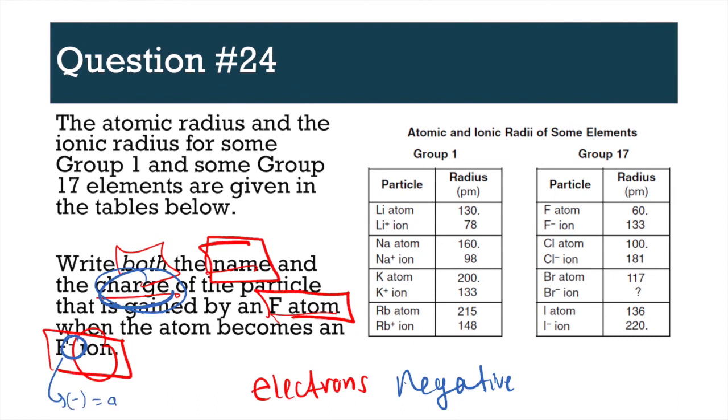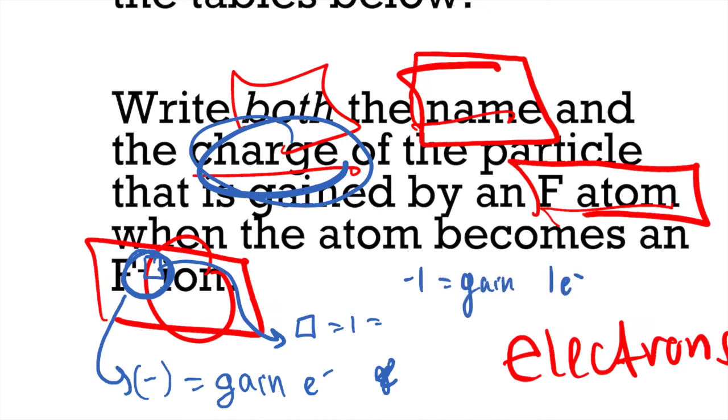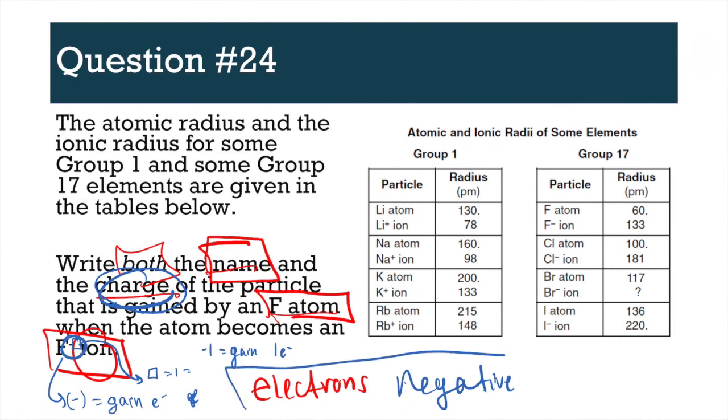So remember, if you see a negative sign, it means you gain electrons. Now, if you can see, there's no number here. So no number equals 1, and that means that's the number of electrons gained. So a negative 1 means you gained 1 electron. So all you needed for this answer was that: electrons and negative. Now, if you only gave one or the other, if you only said negative, or if you only said electrons, we'd have to mark it wrong because you're not answering the question.